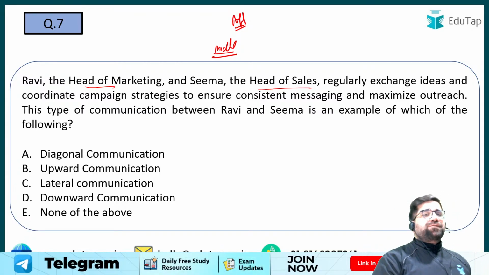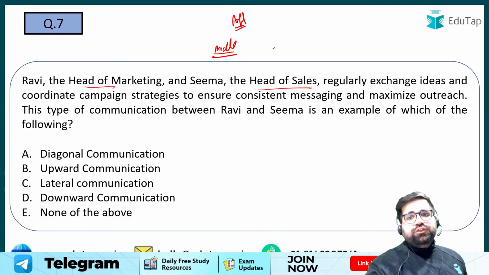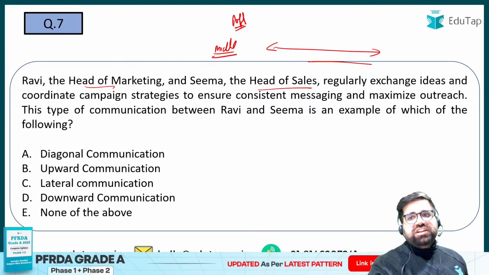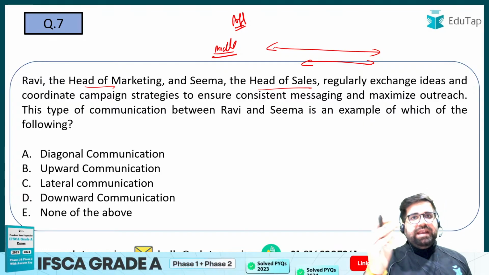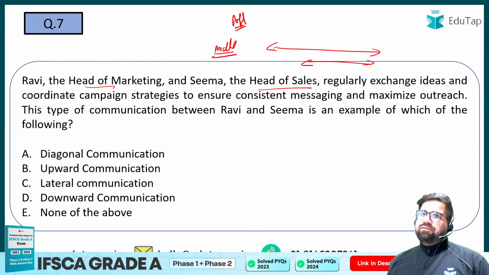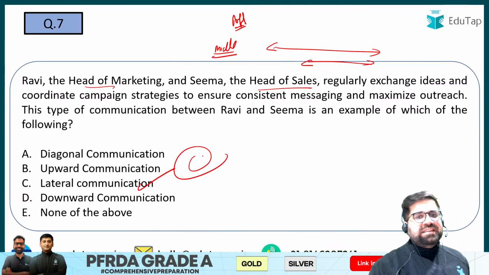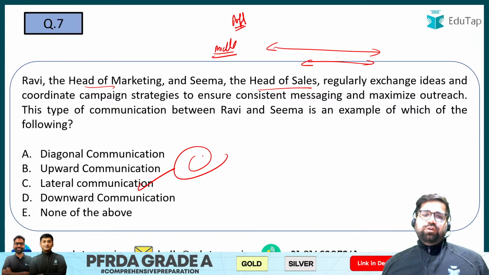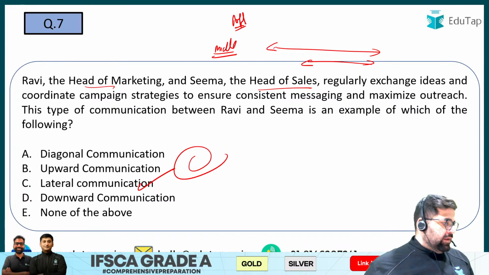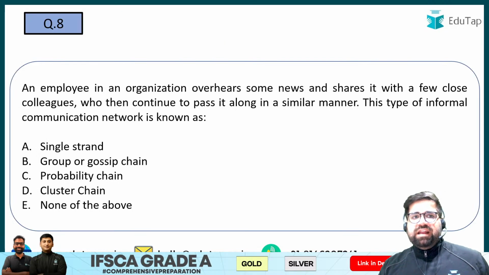So if the head of marketing is talking to the head of sales, communication is happening in a lateral manner, or it is happening in a horizontal manner. Lateral is a synonym for horizontal when it comes to the communication world. So the correct answer over here will be option number C. Yes, very good, those who have given the correct answer.